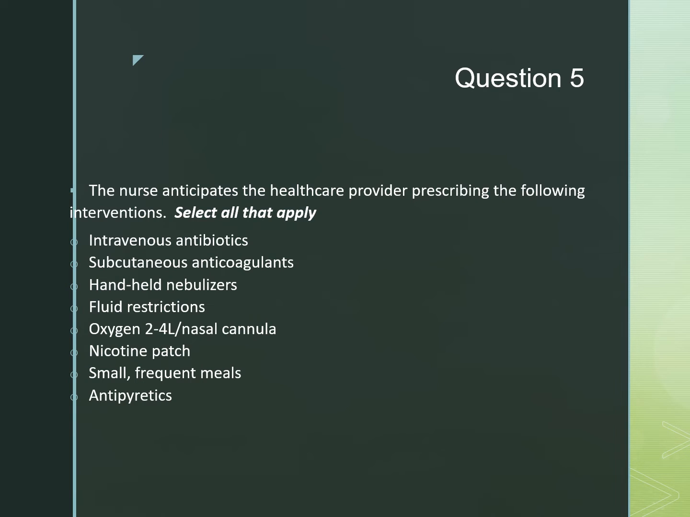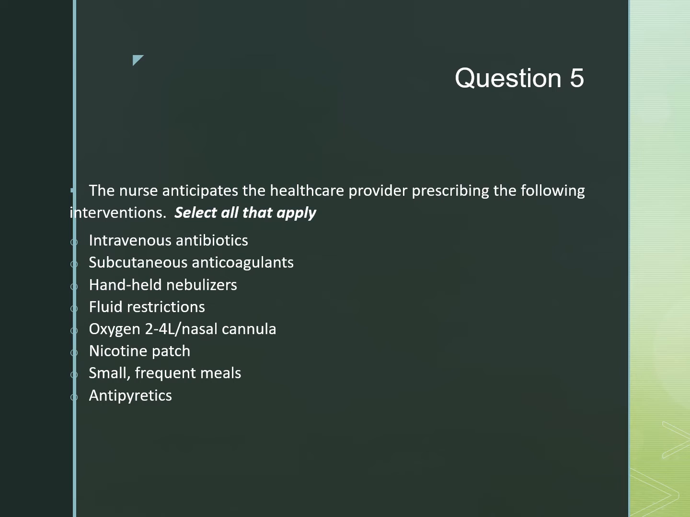So the nurse anticipates the healthcare provider prescribing the following interventions. Select all that apply. Would this client require IV antibiotics? Very possibly. Oral antibiotics may also be used, but IV antibiotics will definitely treat the issue quicker. Subcutaneous anticoagulants. No, we would not need to do that.